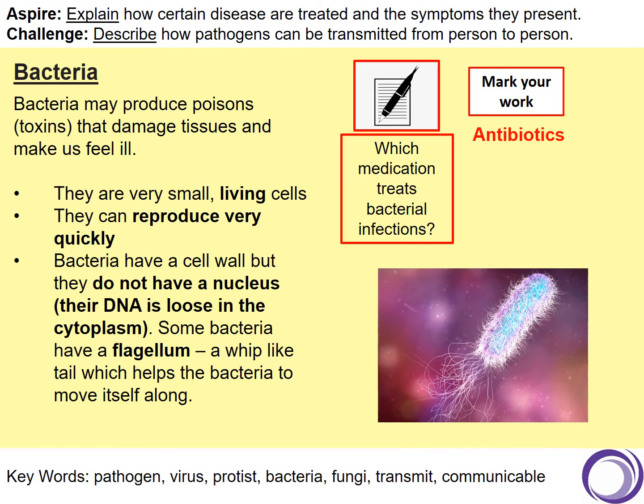Okay guys, so hopefully you've got written down the medication that treats bacterial infections is the antibiotic group of medication. This is really important that you actually remember this, that antibiotics are the only drug that works on bacterial infections. It cannot be used to treat viruses, so you cannot take antibiotics if you have something like the flu or like coronavirus, so it will only work on bacterial infections.